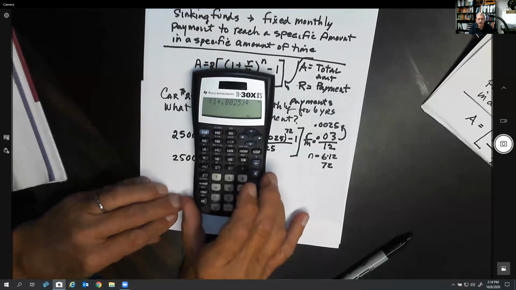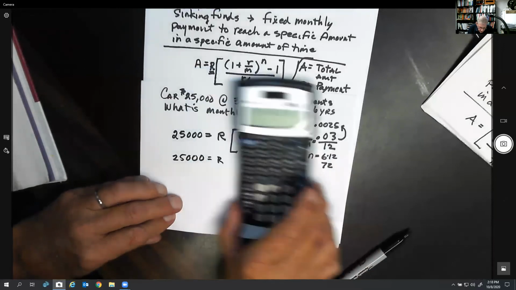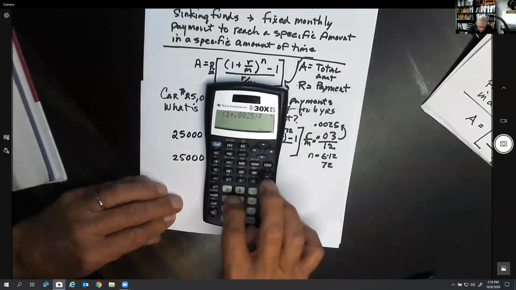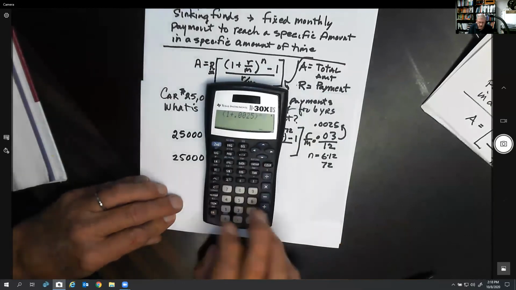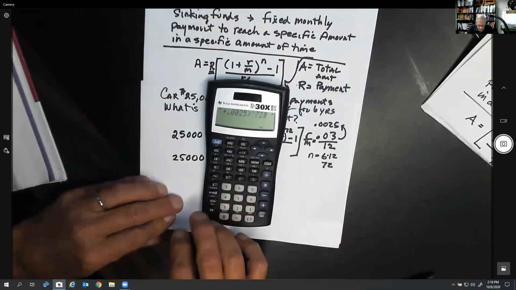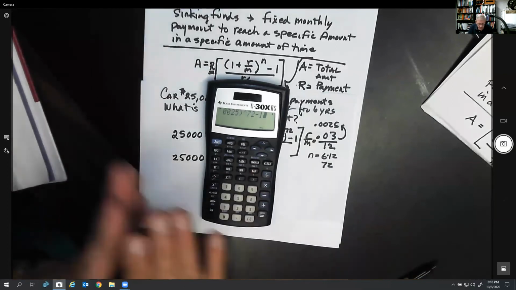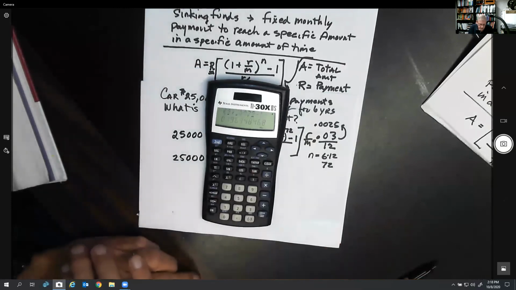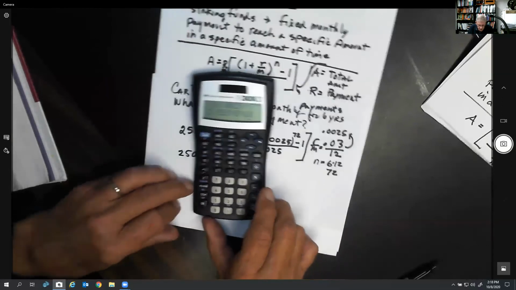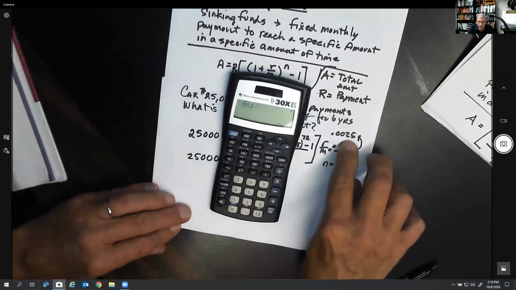It's going to be raised to what power? 72, huh? Not 2. So we need a raise key. Don't just put a 72. Raise to the 72. And then we're going to subtract 1. Always 1. We add 1, we subtract 1. Equals. Okay? Now we're going to do the bottom. We're going to divide that by 0.0025.